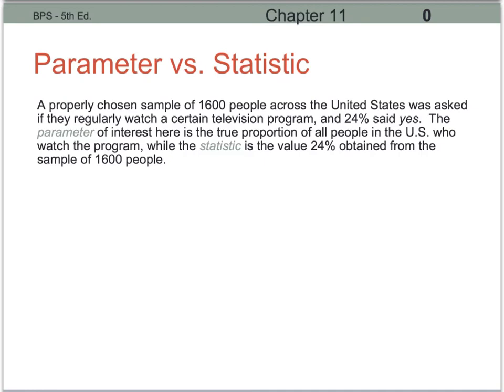So a properly chosen sample of 1,600 people across the United States was asked if they regularly watch a certain television program, and 24% said yes. So the parameter that we want to talk about is the actual proportion of all people in the U.S. who watch the program, because our population is all the people in the U.S. The statistic is the 24% proportion that we got from our sample of 1,600 people. So that's the difference between a parameter and a statistic.